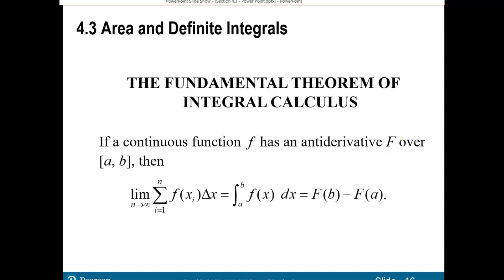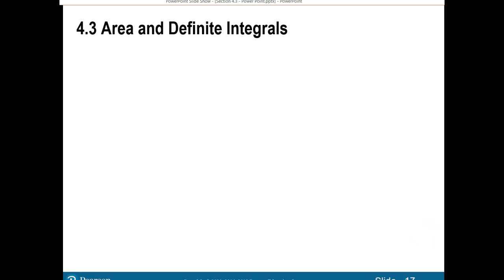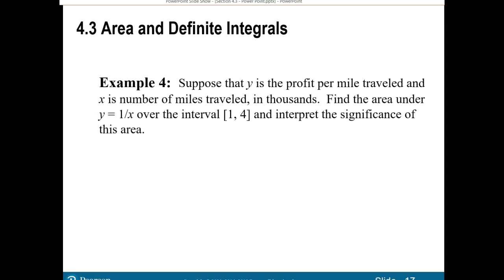All right, so let's try this example 4. Suppose that y is the profit per mile traveled and x is the number of miles traveled in thousands. Find the area under y equals 1 over x over the interval from 1 to 4 and interpret the significance of this area. All right, this is just like what we just got finished doing. The function is 1 over x, so 1 over x dx from 1 to 4.